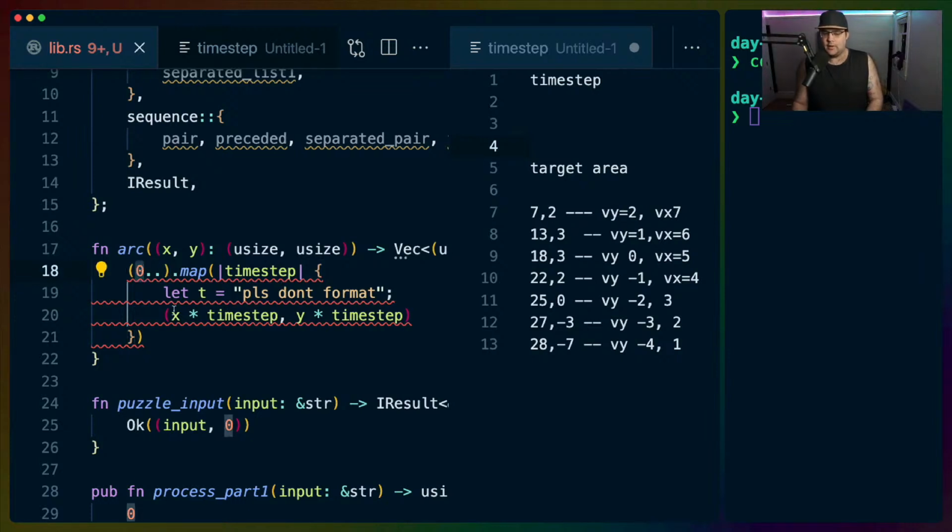So at 0, we are at 0, 0. At 1, we are at 7, 2. At 2, we are at 14, 4, right? But we need to not be. We need to be 2, 1, 0.